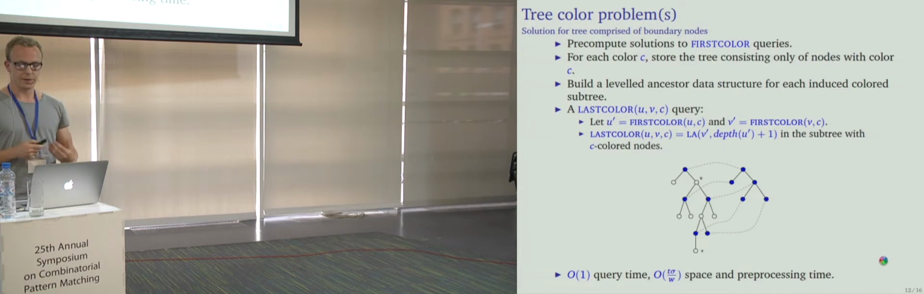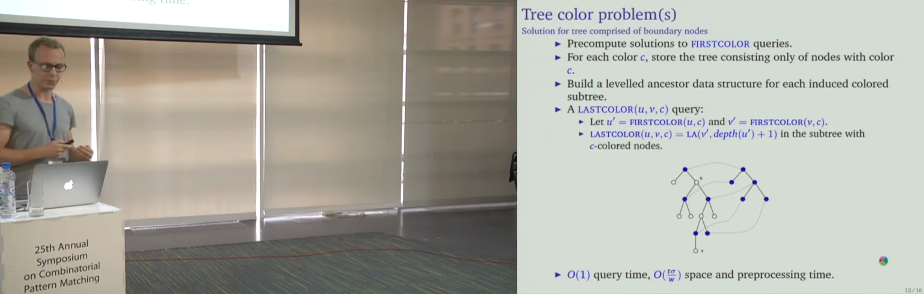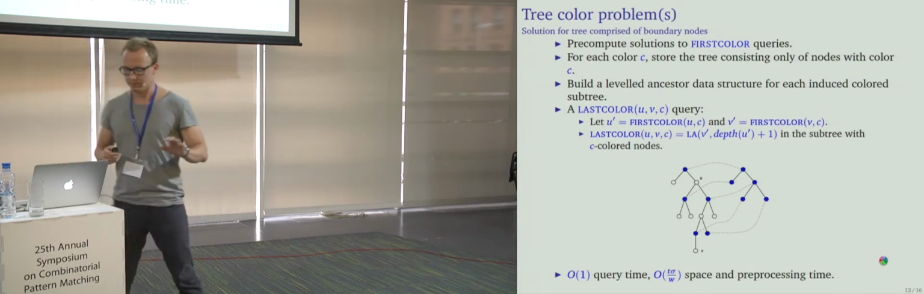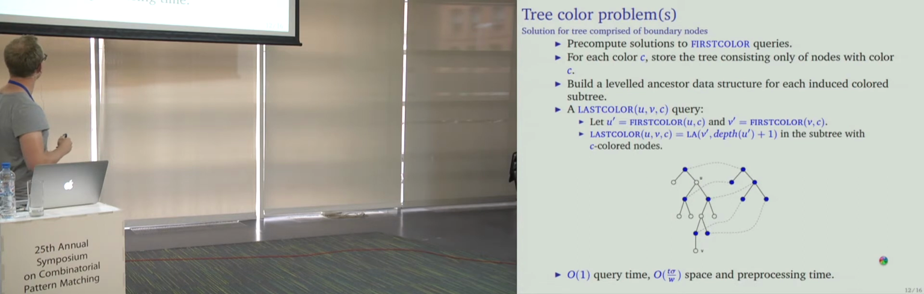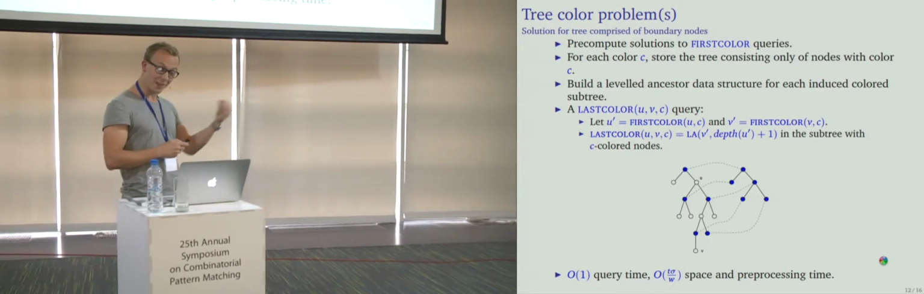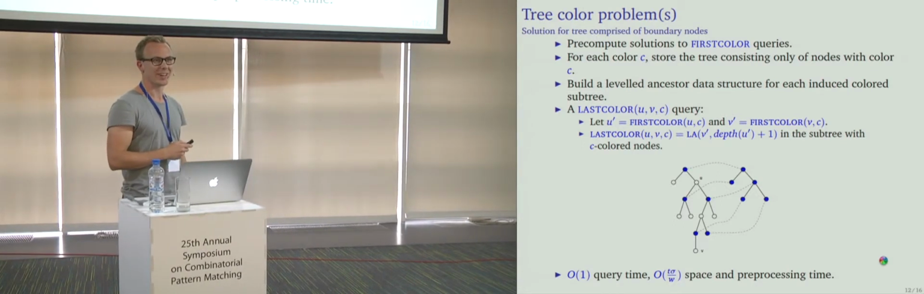And now the problem kind of reduces to first colored ancestor queries, because if you want to make... that was maybe a bit too rushed. We also need to apply to the induced colored subtrees a last colored leveled ancestor data structure, which answers leveled ancestor queries in constant time.